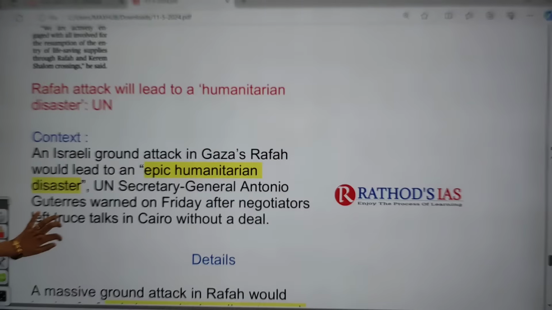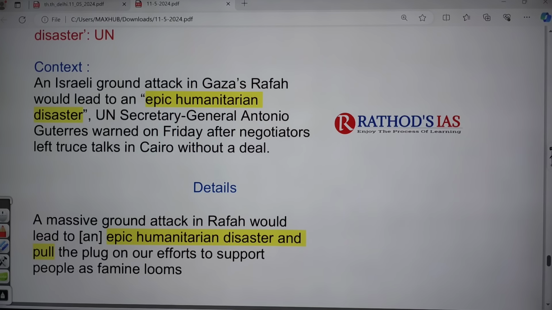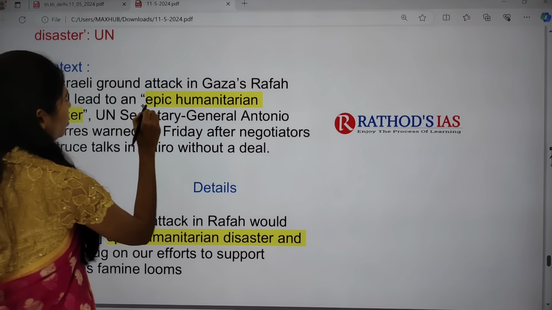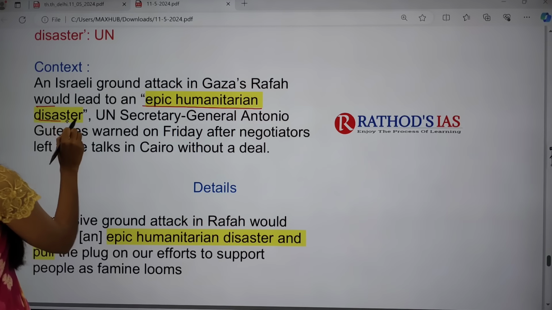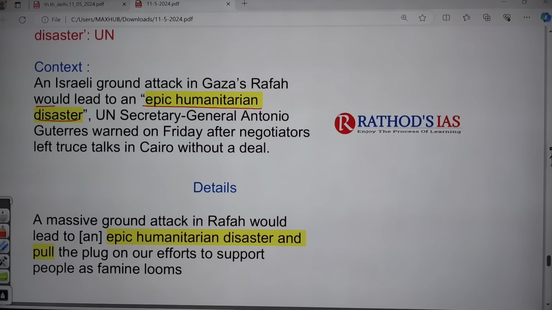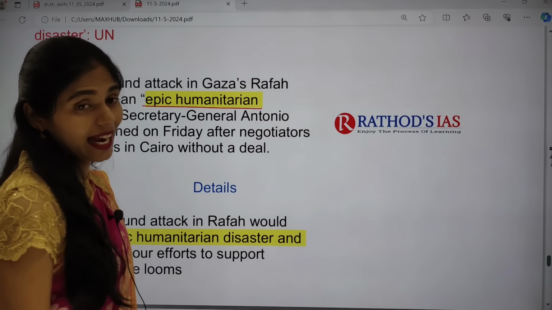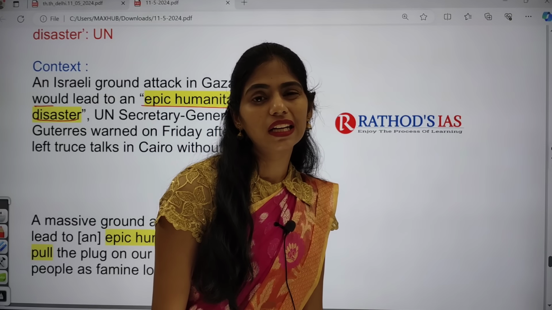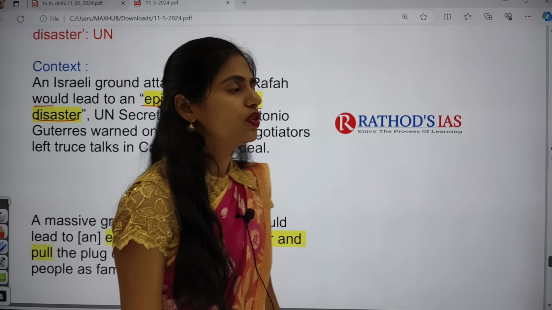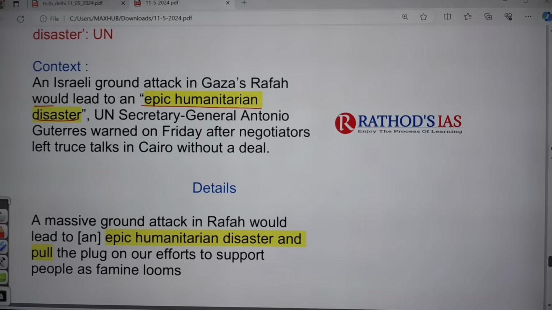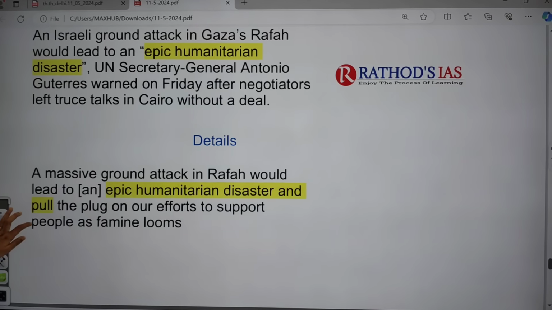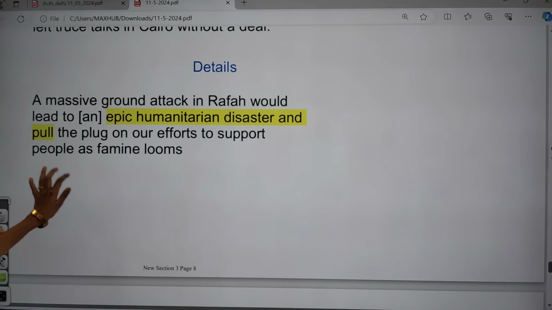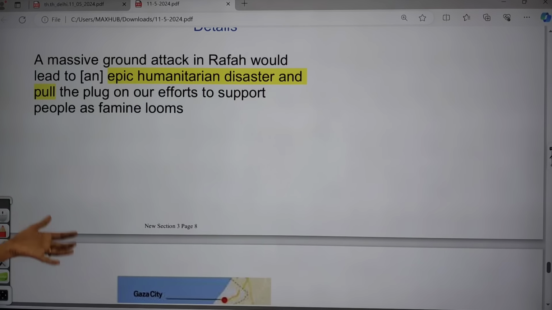And now let us see why it is in news. So an Israeli ground attack in Gaza's Rafa would lead to epic humanitarian disaster. So if this border had been closed or attacked by Israel, then this will be like a great humanitarian disaster, which is said by United Nations. So a massive ground attack in Rafa would lead to an epic humanitarian disaster and pull the plug on our efforts to support people as famine looms.